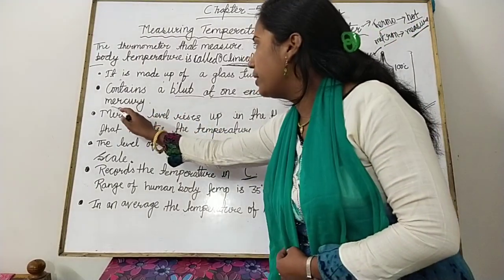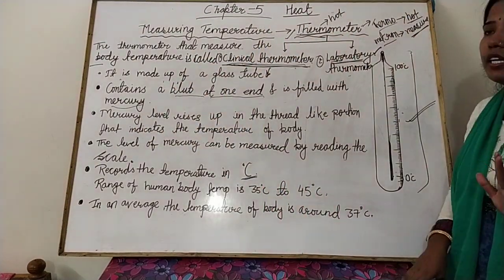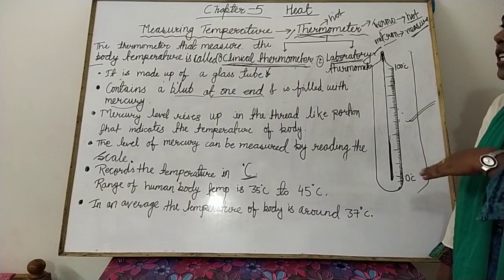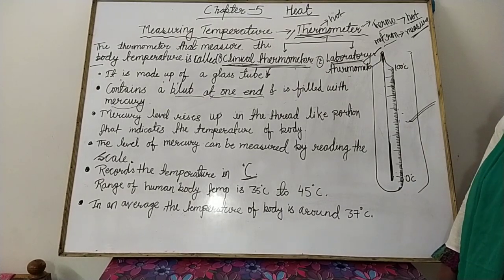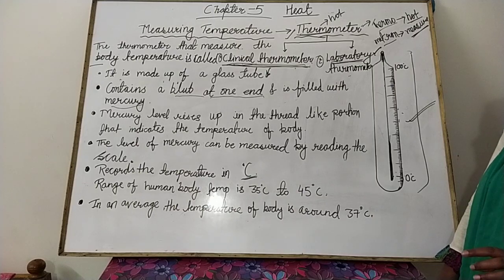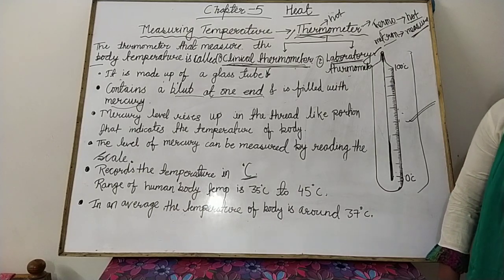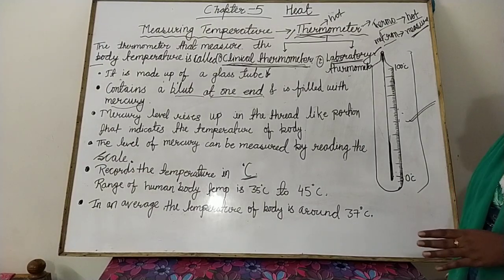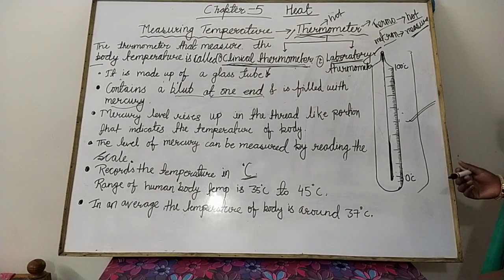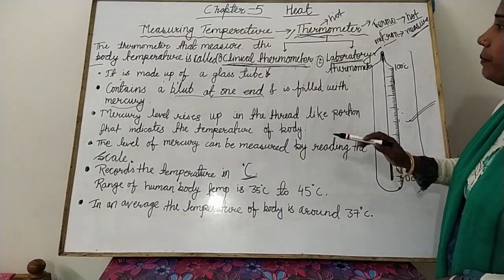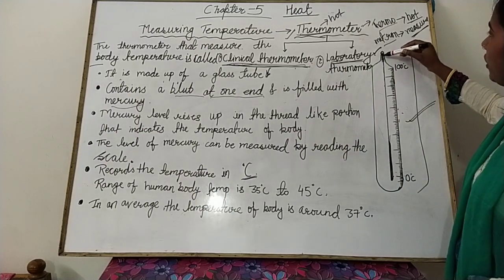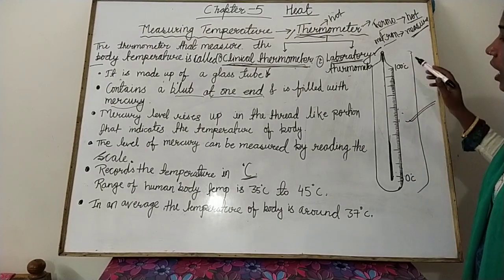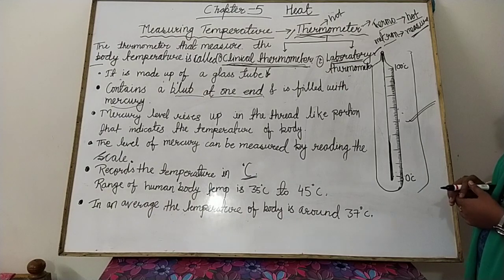Mercury is a metal, an exceptional metal that is found in liquid form. Generally we know metals are hard solids, but mercury is an exception. It is always found in liquid form at room temperature, so it is filled in the thermometer for measuring body temperature.